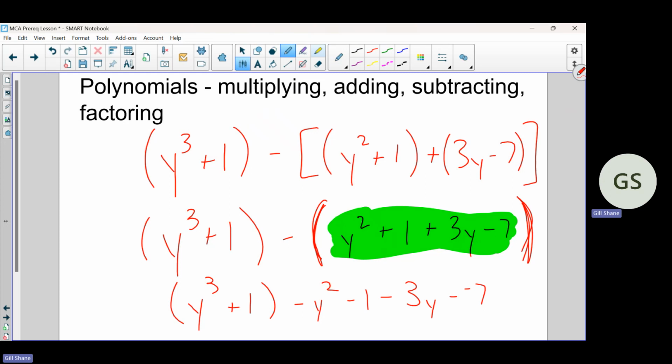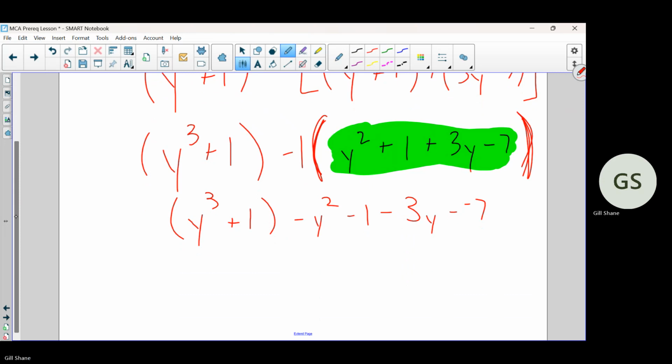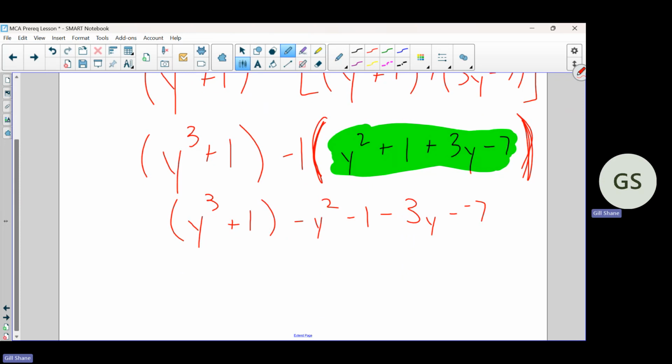So I'm distributing. It's kind of like when you use the distributive property with a number out in front. You're distributing that number to every single term inside the parentheses. You could think of it this way if this makes more sense: that's a -1, which technically it is. So you're really saying -1 times y squared, -1 times 1, -1 times 3y, -1 times -7, because that part is going to change to +7. Now I hopefully realize I don't need the parentheses here. They don't affect anything. So this is the expression you would get after you distribute everything and get rid of the parentheses.